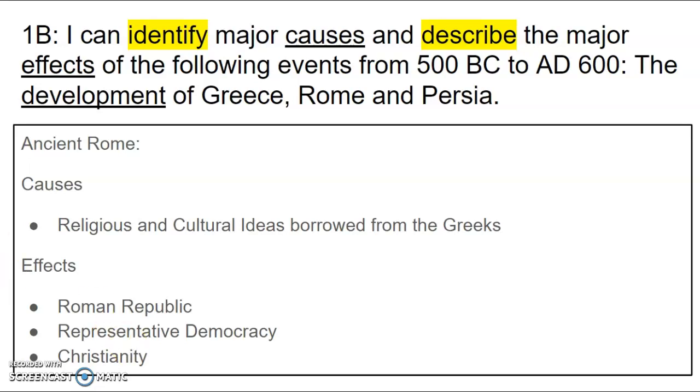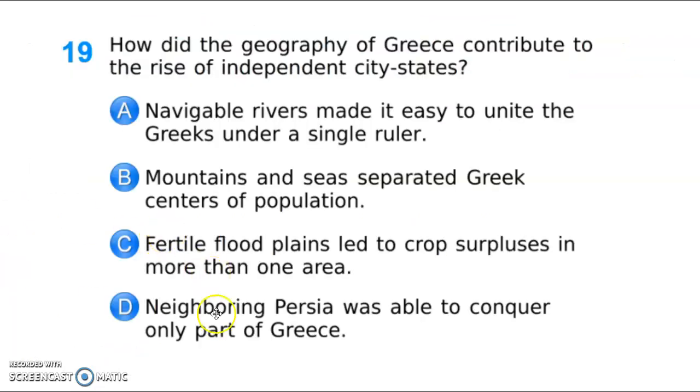Now let's look at the questions here that are tied to 1B. You had question 19 that states, how did the geography of Greece contribute to the rise of independent city-states? So this question is asking you for the cause of the development of ancient Greece.